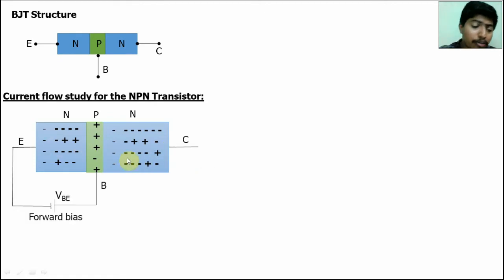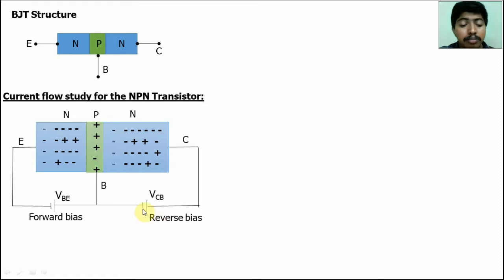So apply forward bias here. Forward bias means the negative polarity is here. The negative polarity repels the electrons, so the electrons will move forward. Here we have to apply reverse bias, positive polarity. The positive charge will attract the electrons, so the electrons from the emitter side will easily move to the collector. So the flow of electrons and holes circulates, and that creates a current.